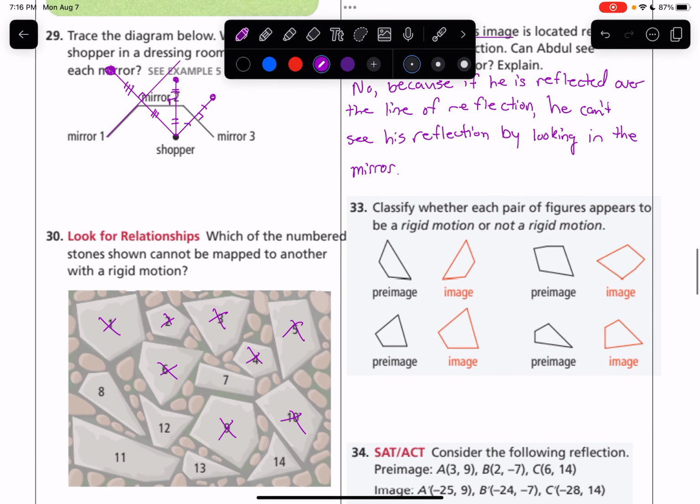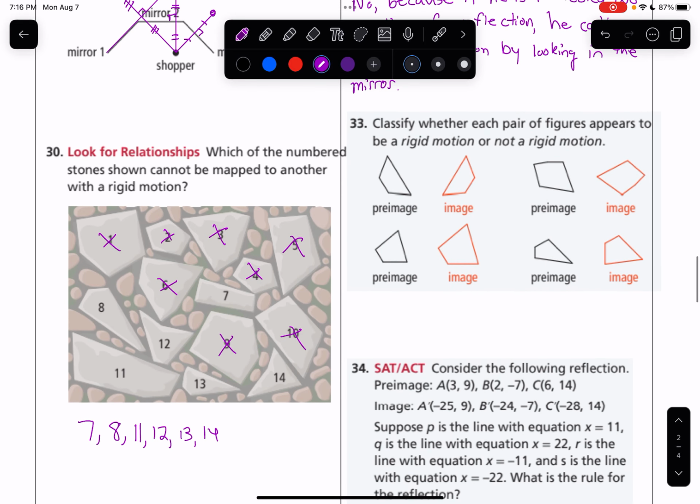33, classify whether each pair of figures appears to be a rigid motion or not a rigid motion. So are the pre-image and the image the same or not the same? Easy as that. These two seem like they would be a rigid motion because the pre-image and the image appear the same. In the next one, the pre-image and the image appear the same but rotated, so that's a rigid motion. This pre-image and image down here seem to be different sizes, so that's not a rigid motion. And in the last one, the pre-image and the image seem to have different angle measures, so that's also not a rigid motion.